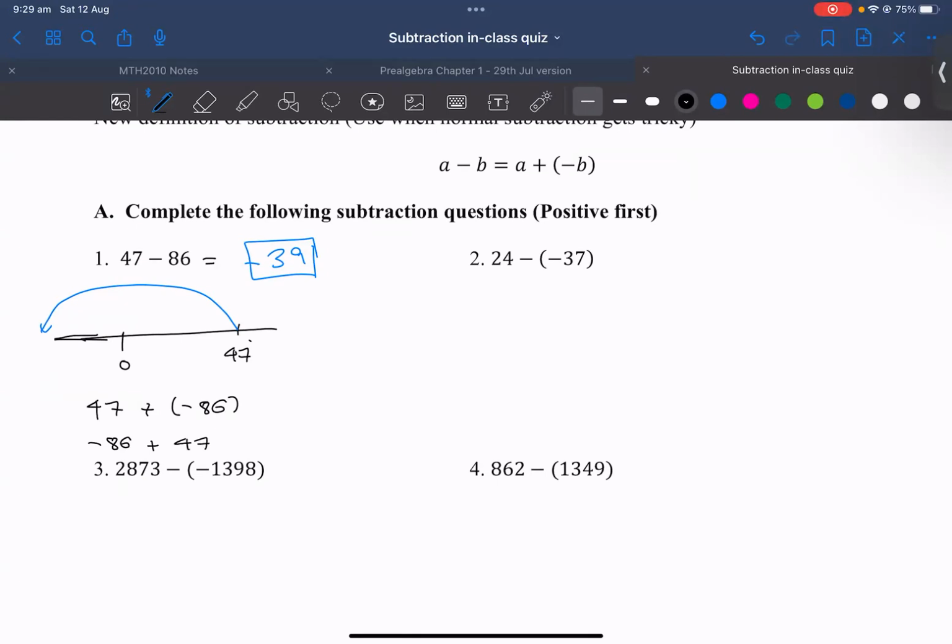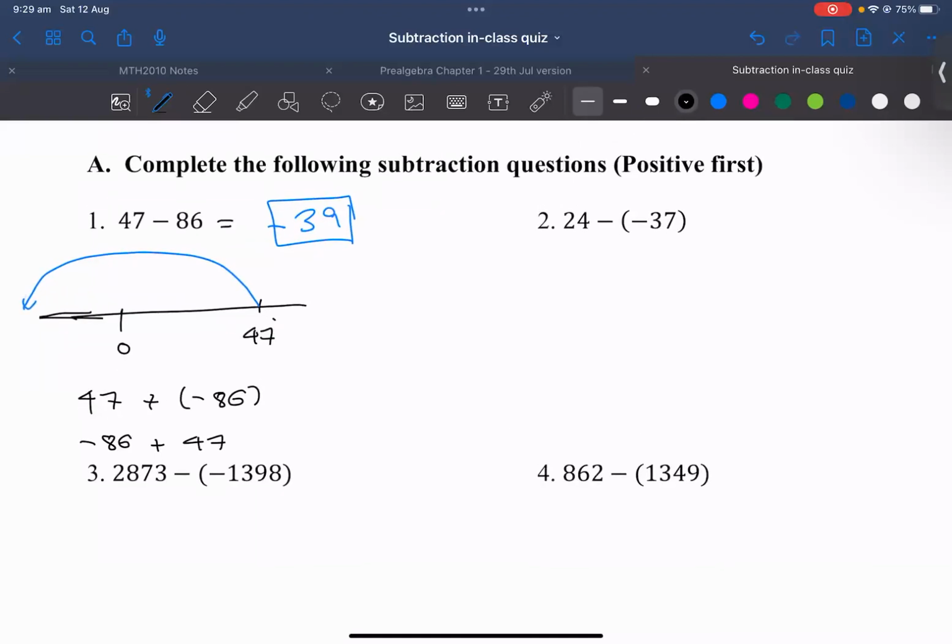Right? And when I switch it around, because of the commutative property, now it becomes a question where I don't have to cross over the border, right? I start at negative 86, zero is here. I'm only going up. I'm adding 47. Therefore, I only need to go right by 47. So I don't cross over 0. So then I know that I'm getting closer to 0.